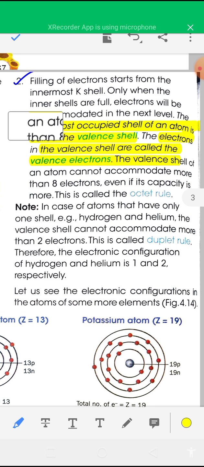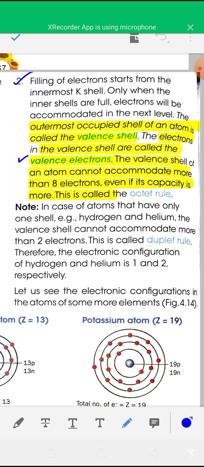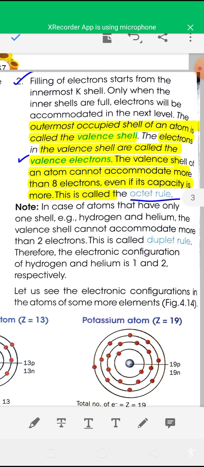And the valence shell of an atom cannot accommodate more than 8 electrons. Okay, this point you have to remember. The valence shell of an atom, valence shell means outermost occupied shell of an atom, cannot accommodate more than 8 electrons, and this is known as octet rule.